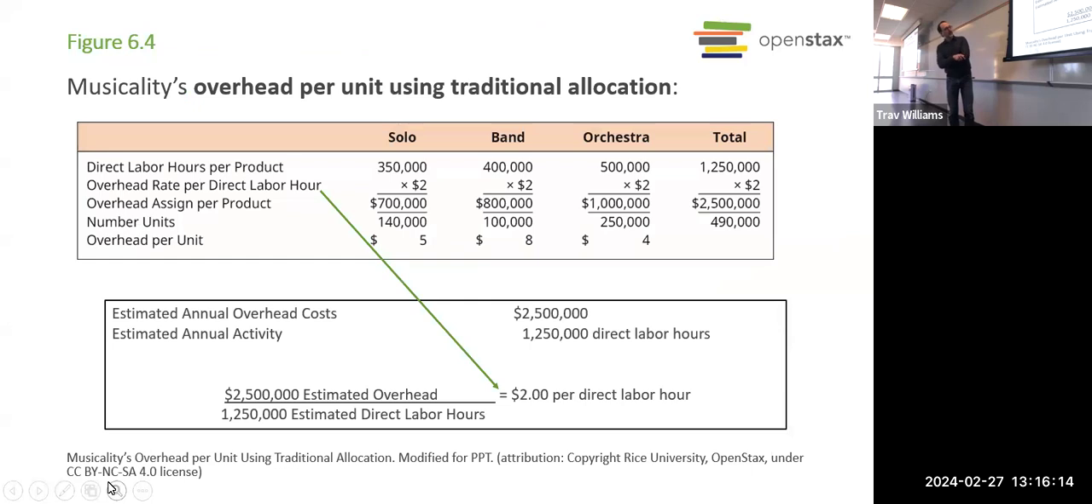Okay, so here the company has estimated their overhead for the year is going to be $2.5 million. And they're going to use direct labor hours as the way that they're going to allocate overhead costs. And they have estimated 1.25 million direct labor hours. So when they divide the estimated overhead by the activity, they come up with $2 of overhead per direct labor hour.